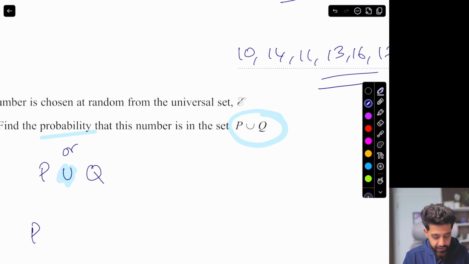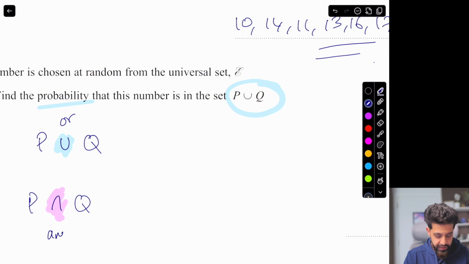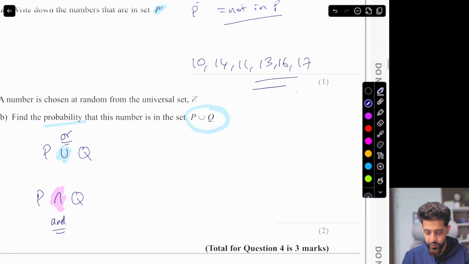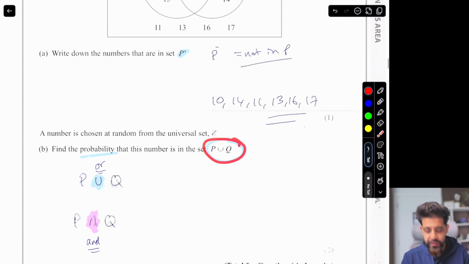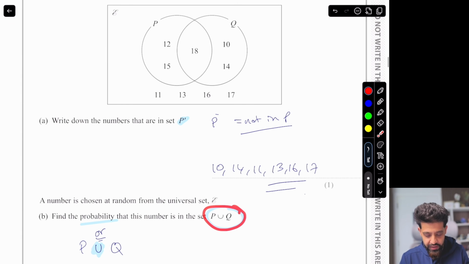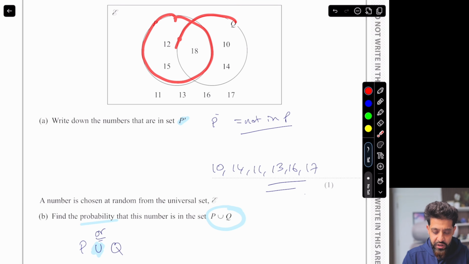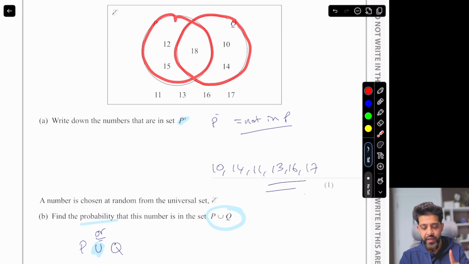Sometimes the student might see something like this. This means and. What's in P and Q? So this way, we want P or Q. So what are the numbers that are in P or Q? So this is the P circle, and this is the Q circle. What numbers are in either P or Q?